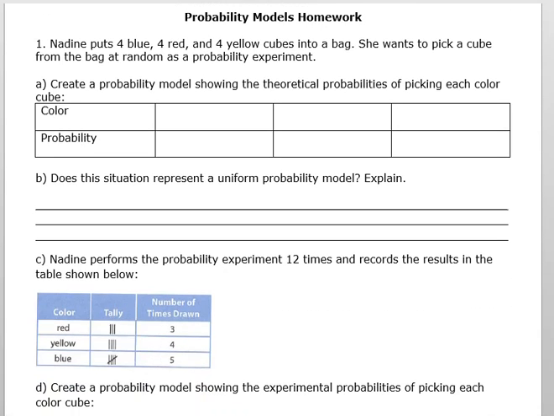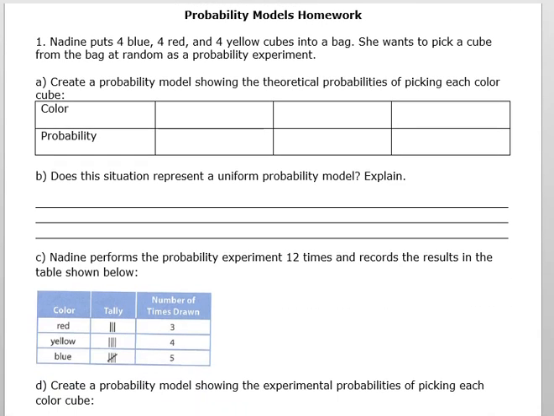We're going to very quickly take a look at number 1 in the homework, and then we will move on to different probability models. Nadine puts 4 blue, 4 red, and 4 yellow cubes into a bag. She wants to pick a cube from the bag at random as a probability experiment. Create a probability model showing the theoretical probabilities of picking each color.